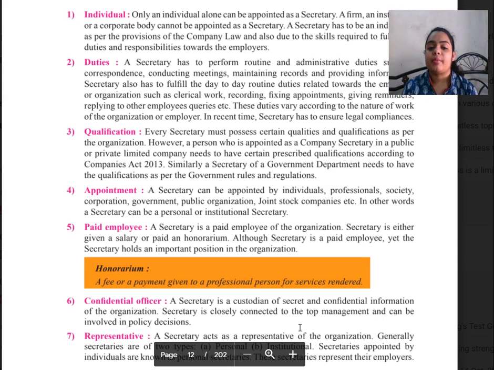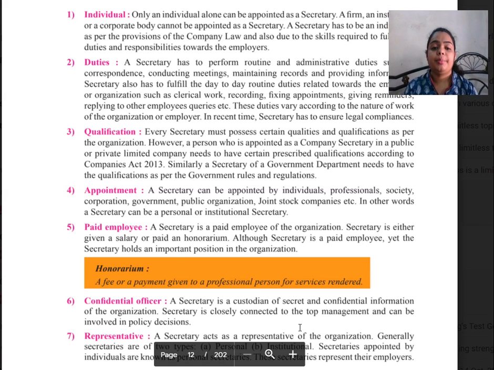Next we have paid employee. A secretary is a paid employee of the organization. Secretary is either given a salary or paid an honorarium. Although secretary is a paid employee, yet the secretary holds an important position in the organization. So, secretary can be appointed on salary basis or paid honorarium. Means what? He shall be paid according to the services which he provides to the company. So it can be said that secretary holds a very important position in the organization, because secretary carries out all the legal aspects which are required by the company.